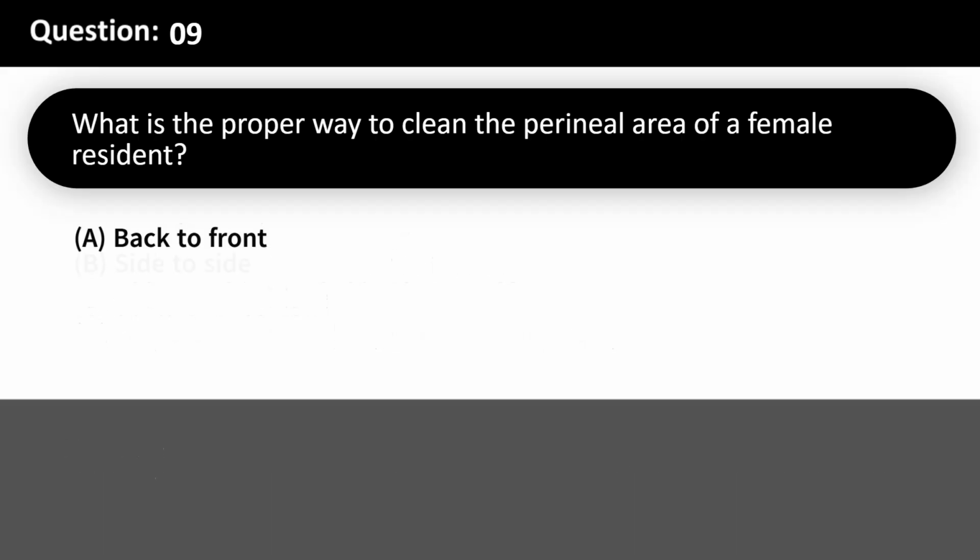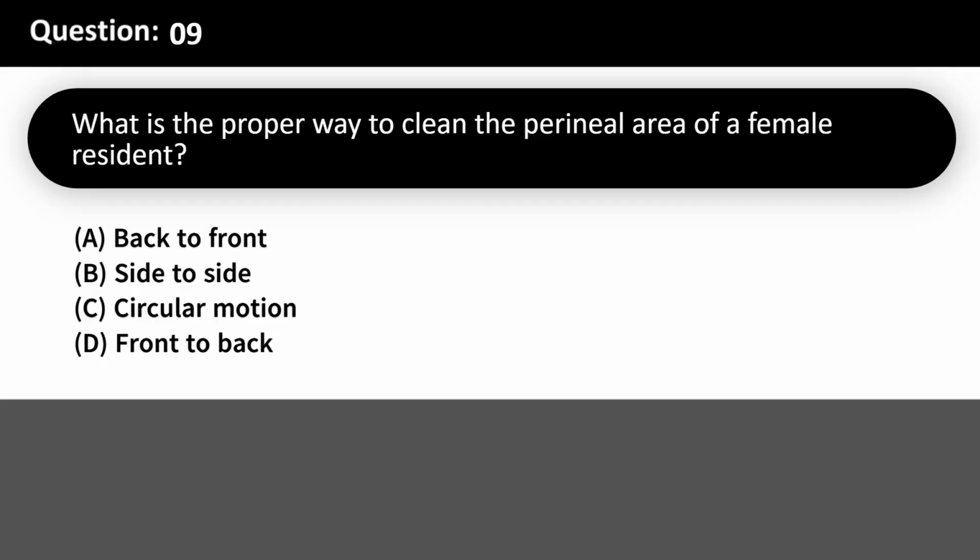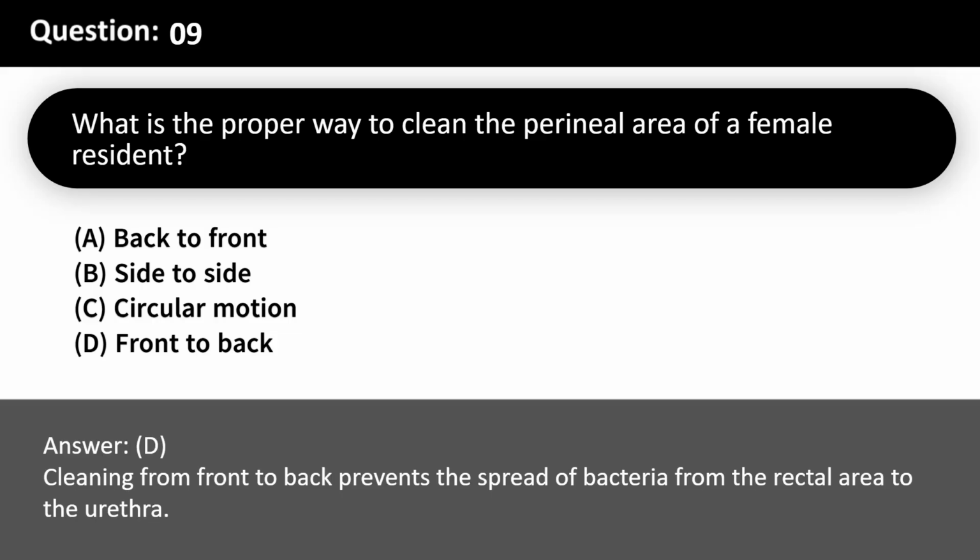What is the proper way to clean the perineal area of a female resident? A. Back to front. B. Side to side. C. Circular motion. D. Front to back. Answer: D. Cleaning from front to back prevents the spread of bacteria from the rectal area to the urethra.